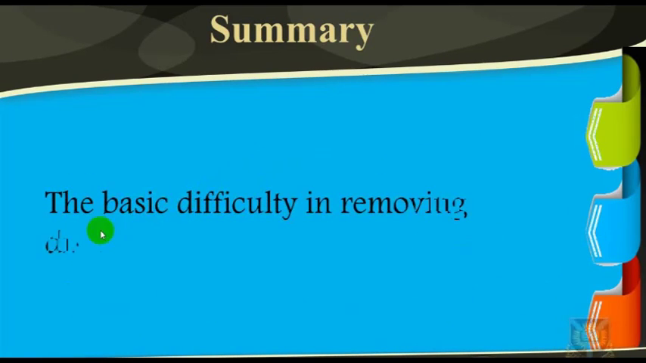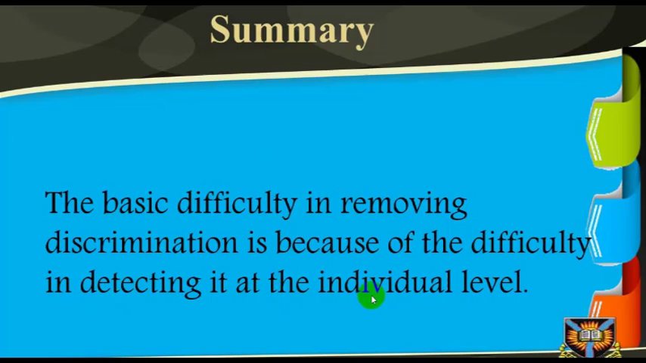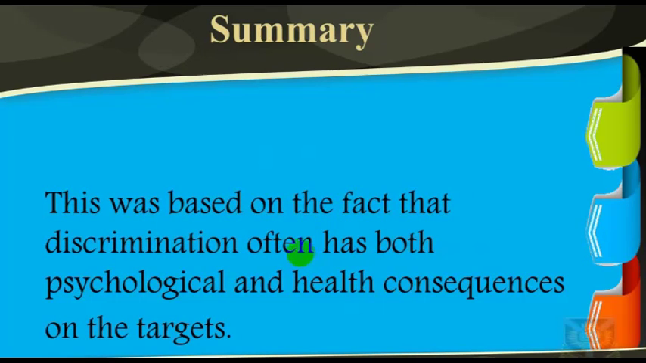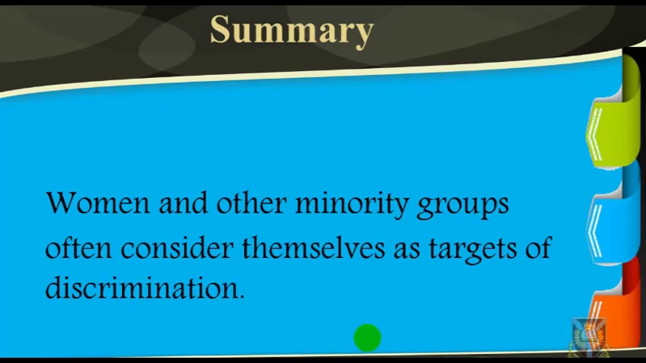Summary. The basic difficulty in removing discrimination is because of the difficulty in detecting it at the individual level. This was based on the fact that discrimination often has both psychological and health consequences on the targets. Women and other minority groups often consider themselves as targets of discrimination. In other words, to reduce discrimination, empathy plays a major role. How would I feel in that situation? Laws, regulations, and social norms mandating fair treatment can also reduce discrimination.